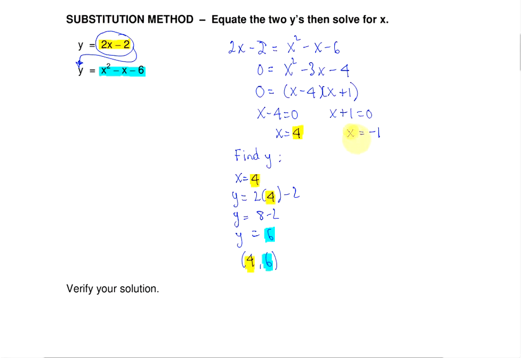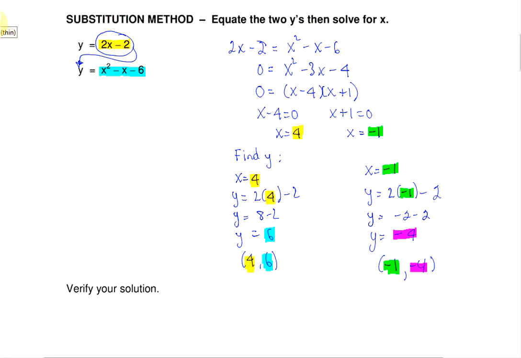Okay, and let's find out what y is when x equals negative 1. And once again, I'm going to plug it into my linear function because it's easier to do that. And so I go y is equal to 2 times negative 1 minus 2 and I get negative 2 minus 2, so I get that y equals negative 4. And so I have another point of intersection where x equals negative 1 and y is equal to negative 4. Okay, so x equals negative 1 is the x coordinate to my solution.